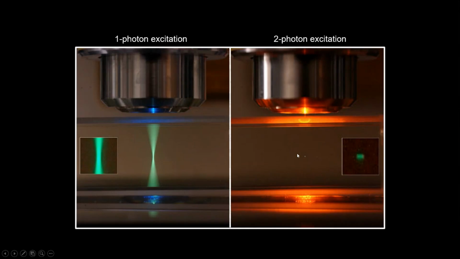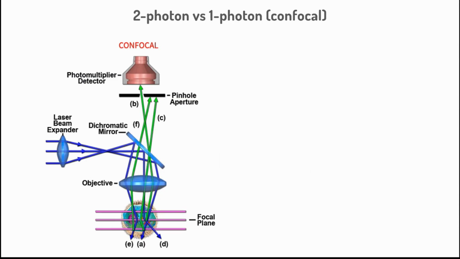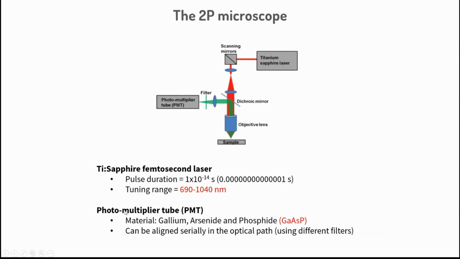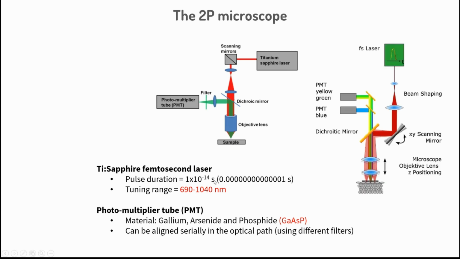And this is the key, because everything will happen here because I'm using these super fast, super short pulses of the femtosecond laser. So the two-photon microscope has pulses that last femtoseconds, and we can tune them. Normally, these are titanium sapphire tunable lasers, so I can set them to different wavelengths to excite different fluorophores. And the photomultiplier tubes are similar to the ones in confocal, made of gallium arsenide phosphide, the GaAsP we call them. And we can align them serially using different filters.